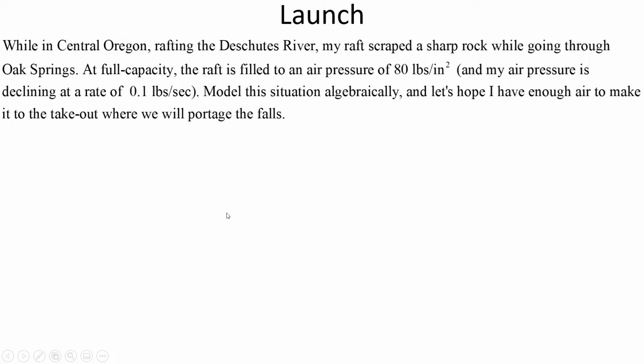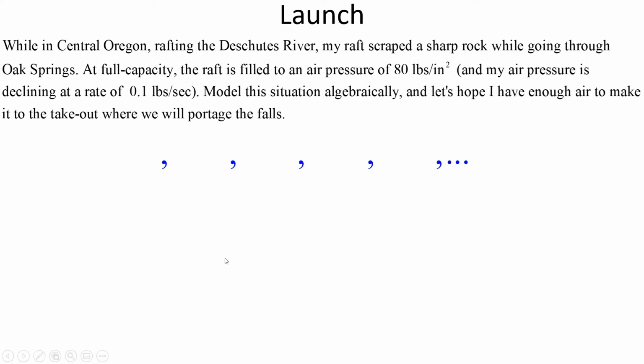Okay, here's our first launch for 2.1, and this is a problem I put together years ago. Another true story. While in Central Oregon, rafting the Deschutes River, my raft scraped a sharp rock while going through Oak Springs. At full capacity, the raft is filled to an air pressure of 80 pounds per square inch, and my air pressure is declining at a rate of 1/10 of a pound per second. Model this situation algebraically, and let's hope I have enough air to make it to the takeout where we will portage the falls.